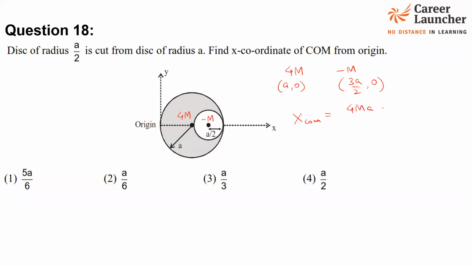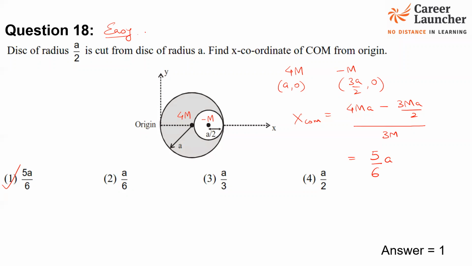So the center of mass will be situated at m1 x1 plus m2 x2 upon 4m minus m, which is 3m, that is 4m into a minus 3ma by 2 over 3m. So my answer will come out to be 5/6 into A, which is option number 1. So it's pretty simple, as you can see. Definitely an easy question to do. 5/6 will be the answer.